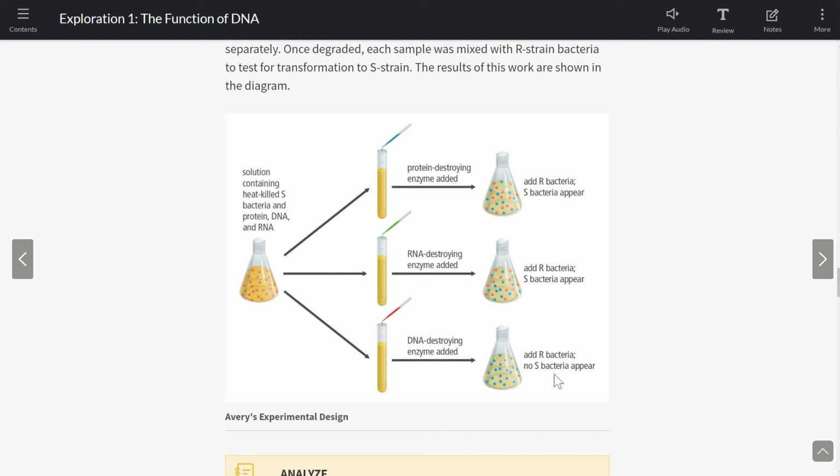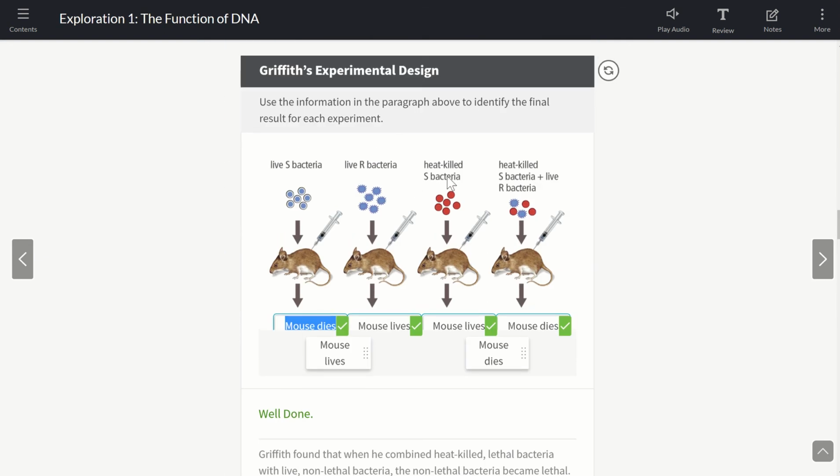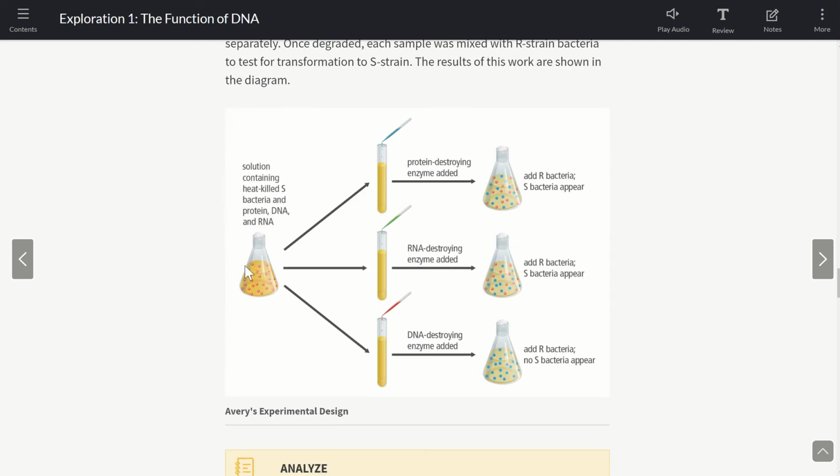When we say transformation, what we're talking about is some information, some portion of the heat-killed S bacteria, that heat-killed deadly bacteria. And if you remember, alone, by itself, that heat-killed deadly bacteria was not harmful. But it was only when you combined the heat-killed bacteria with the living bacteria that the information inside of that deadly bacteria was able to somehow transform the living bacteria into something different. So, based on his experiment, Avery was like, hey, I figured it out. DNA is the genetic material.